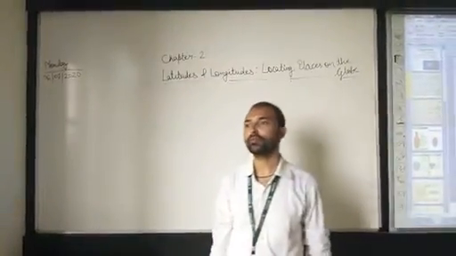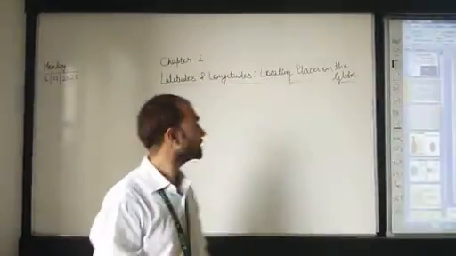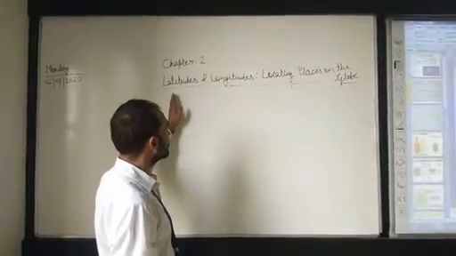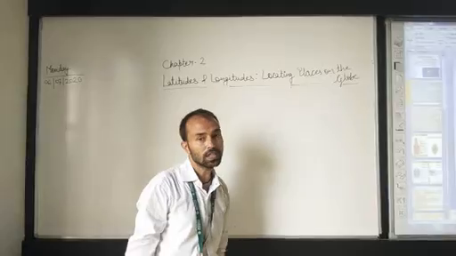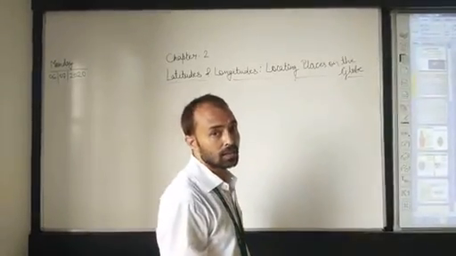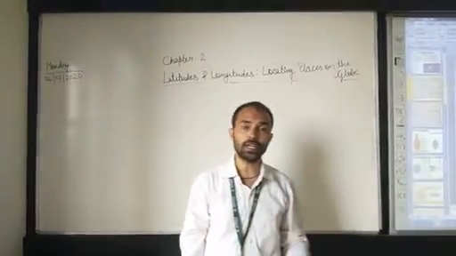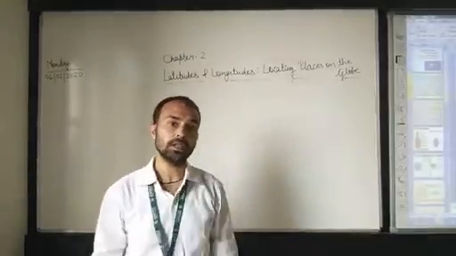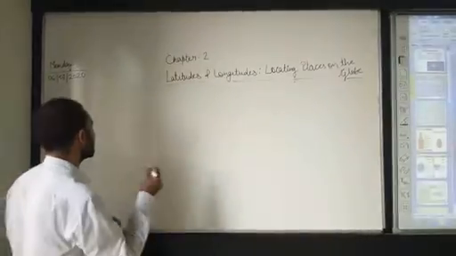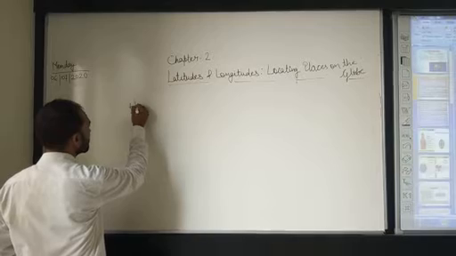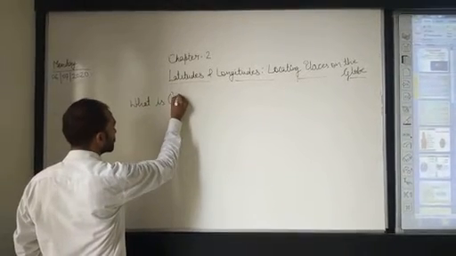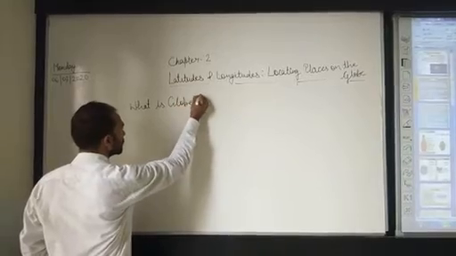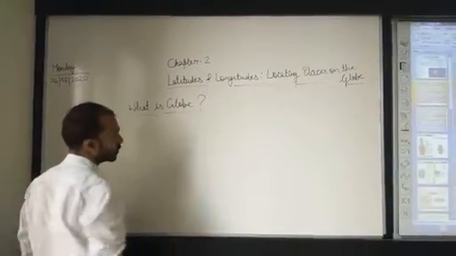So students, today we are going to learn the second chapter of geography, latitudes and longitudes, locating places on the globe. Just for understanding this chapter, first we have to understand what a globe is. What is a globe?